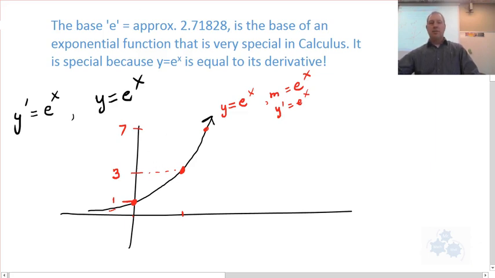Now let's think about this. I'm just going to show this graphically now. The y value is 1 here, so guess what the slope of the tangent line is at this point? 1. It's 1.